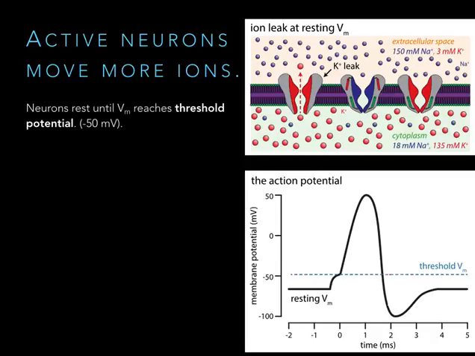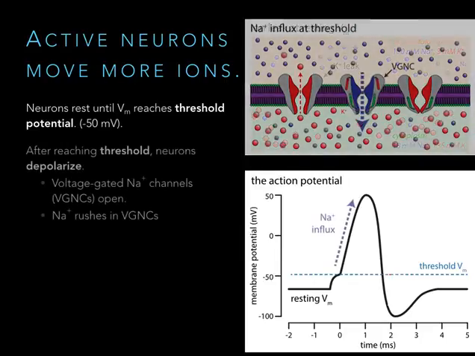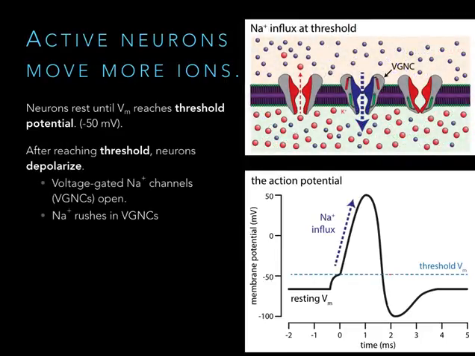If the neuron is sufficiently depolarized by that synaptic input, it's going to reach what we call threshold potential. This is the potential, the charge across the membrane, that's the threshold for firing an action potential. If we were to reach threshold potential, then the neuron is going to depolarize substantially, and that's because of an increase in sodium permeability. We have what we call voltage-gated sodium channels, and they're exactly what they sound like.